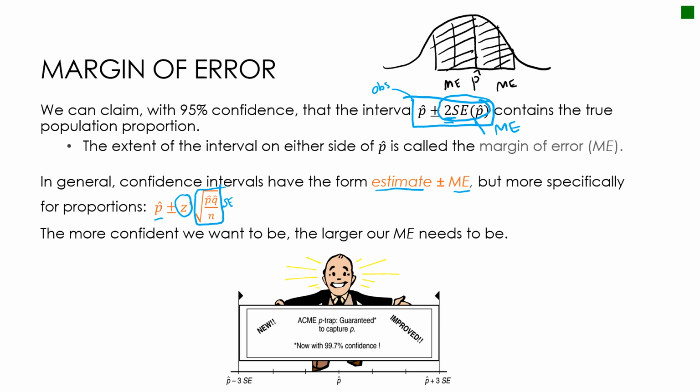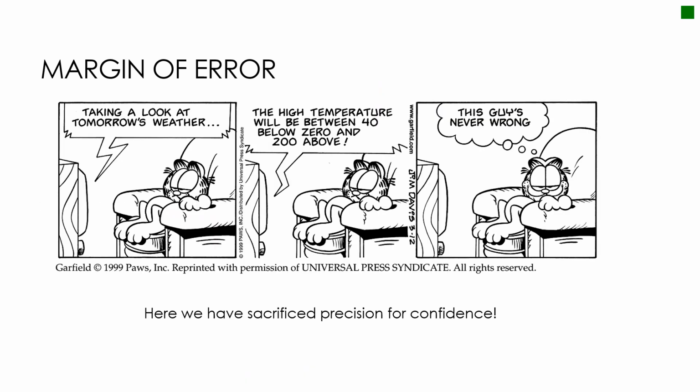But again, the more confident that we want to be, so I want to be more sure that I capture the true proportion, notice I can then go out to 99.7% confident. So what happens when I do that? It makes my margin of error wider, which means I'm more confident that the true proportion is here, but also I'm a little bit less precise.